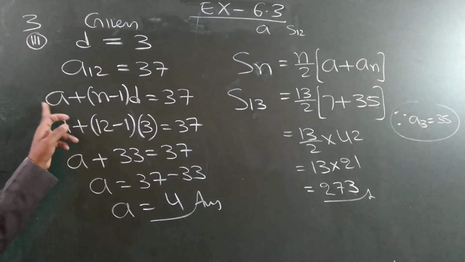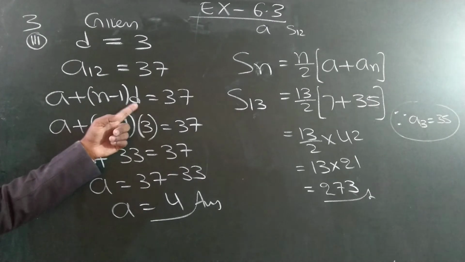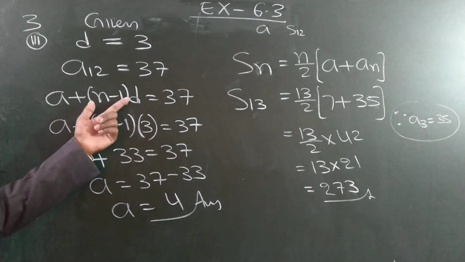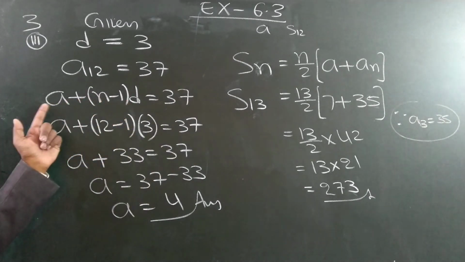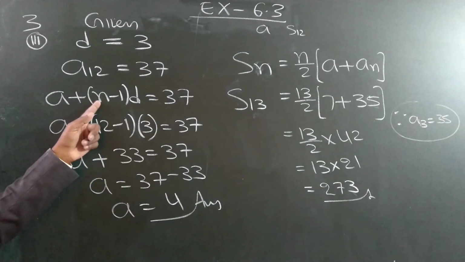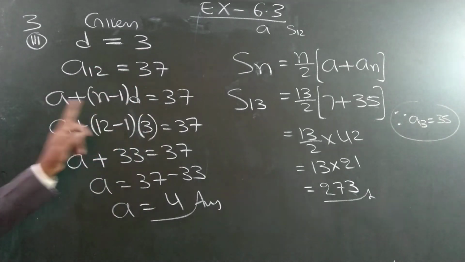Same nth term formula, a plus (n minus 1) into d. In the previous 2 problems d was not there, but here d is given and a is asked. See, if in an equation 2 values are given, the third one we can find. n is 12, d is 3, so here we can find a.